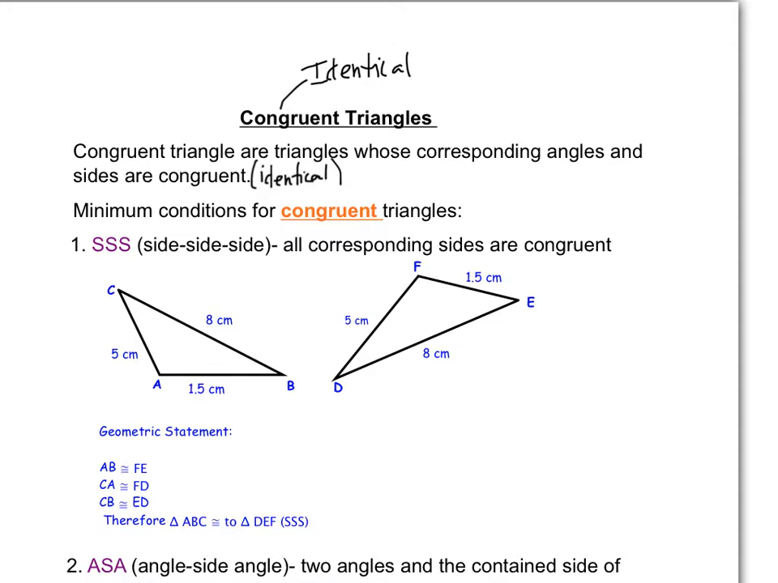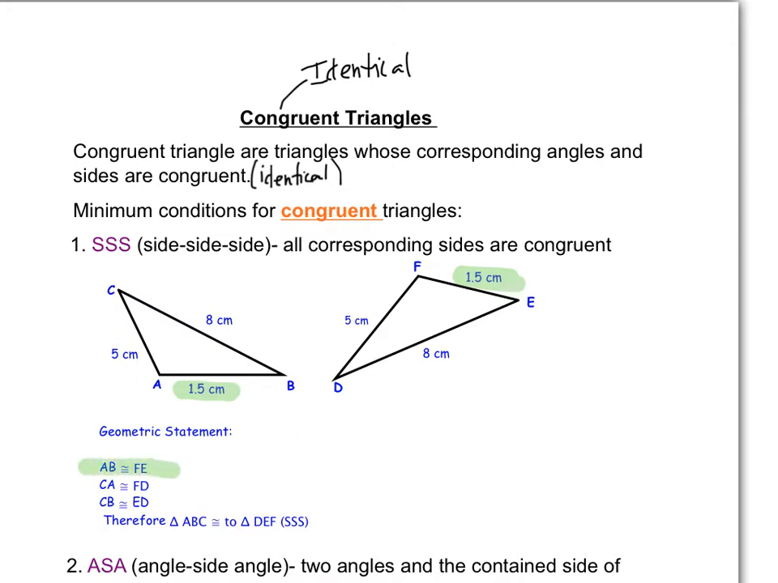Because we're given lengths of sides, we can see which sides are congruent, or the same length, or identical. So we have side AB, that's this side, it's 1.5, and we also have side FE, that's 1.5. So we can say that side AB is congruent to side FE. Now when we are working with congruent triangles, often we're asked to prove if the triangles are congruent. And we can do that using geometric statements. So the first statement we're going to have here is that side AB is congruent to FE.